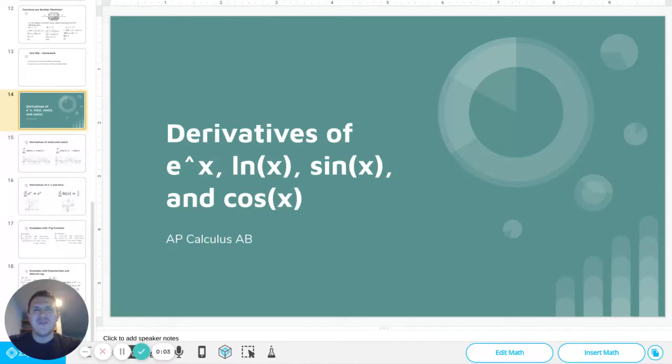Today we're going to take a look at 4 new derivative rules in order for you to be ready for your quiz on Friday. They are e to the x, the natural log of x, and 2 familiar trig functions, sine of x and cosine of x. We're going to look at the 4 rules, why they are the way that they are, and then apply them to our product and quotient rules. Okay, let's go ahead and get started.